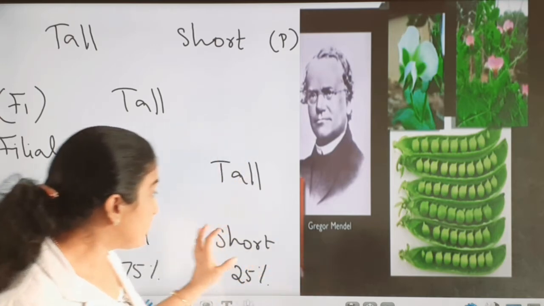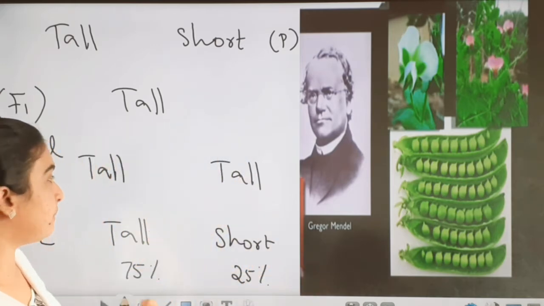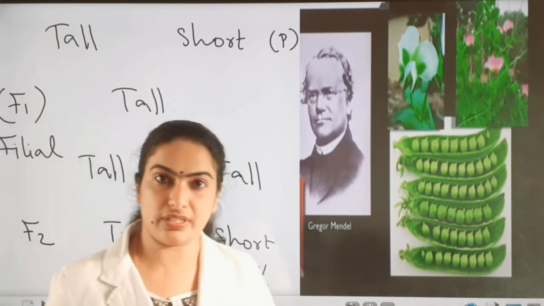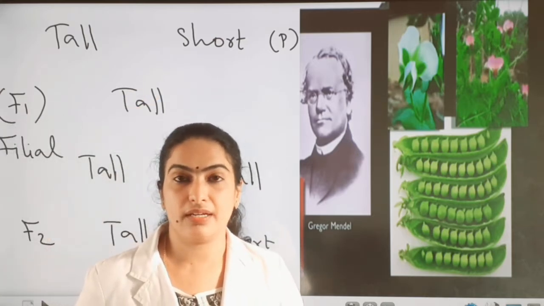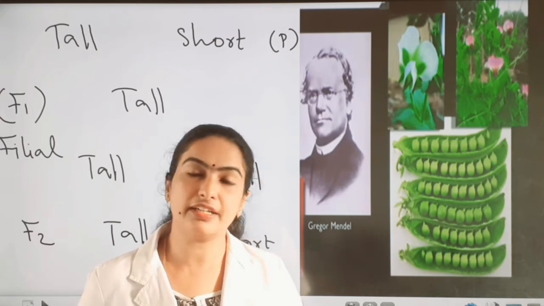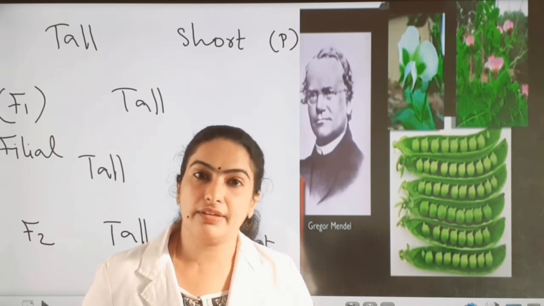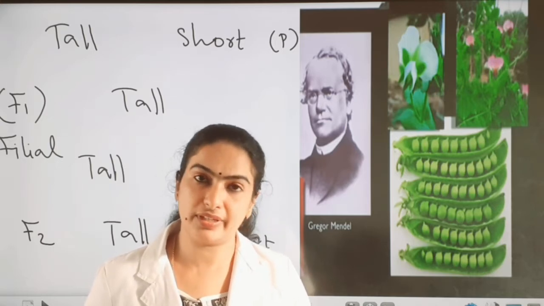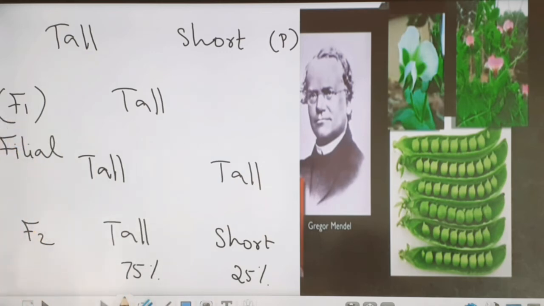And from this experiment, he concluded that something is transmitted from parents to the progeny. He gave the term factors for that unit of inheritance. And later it was given the term genes by Johannsen. Okay. Now we can see how he gave letters to these characters.